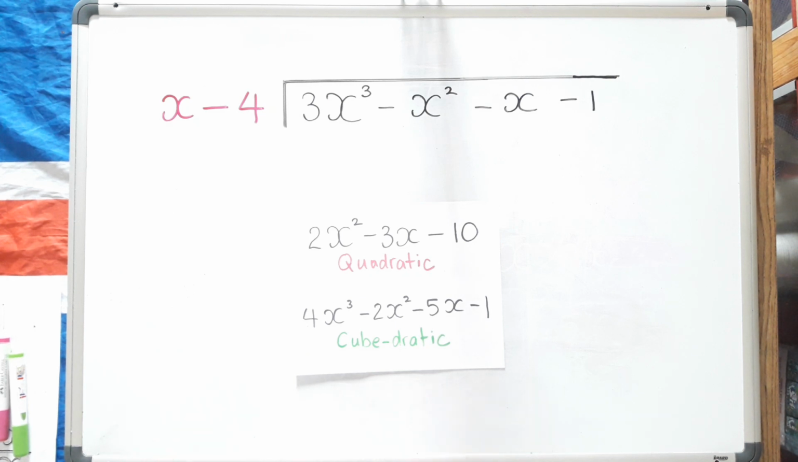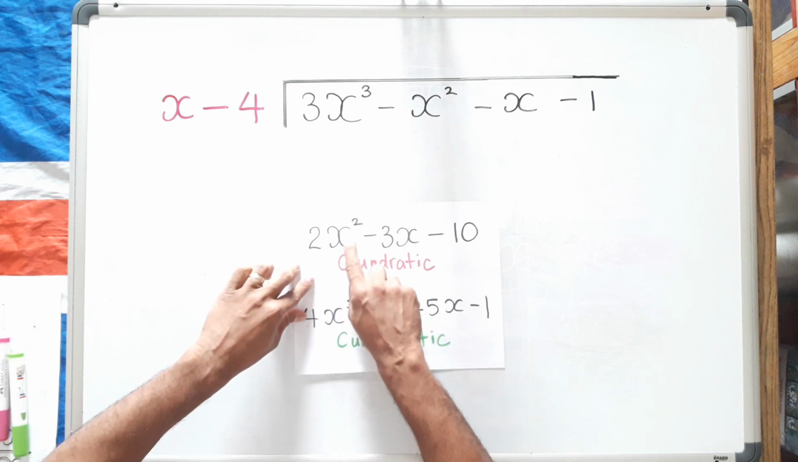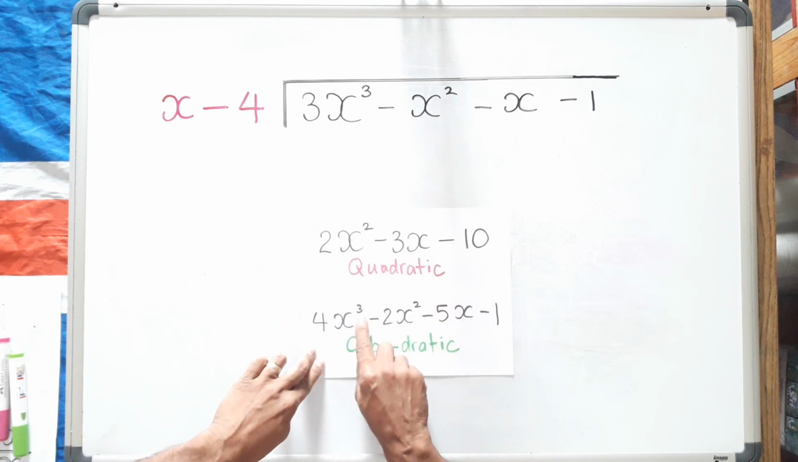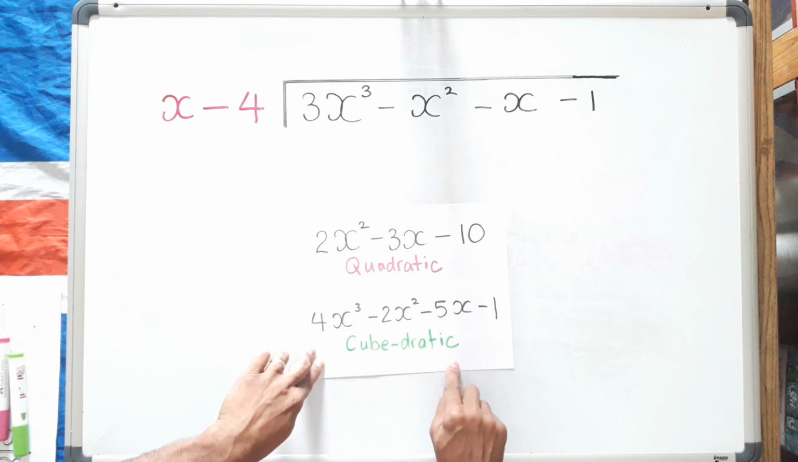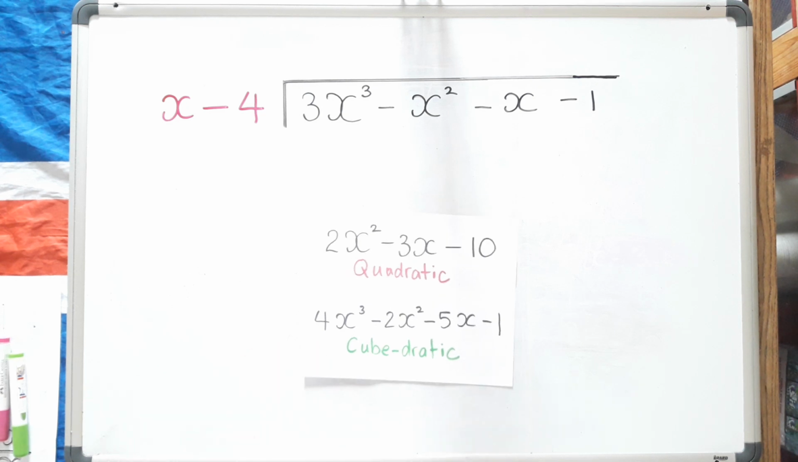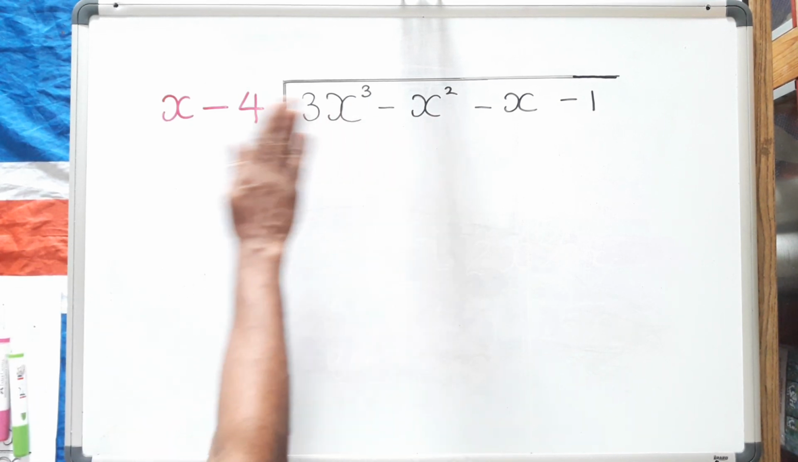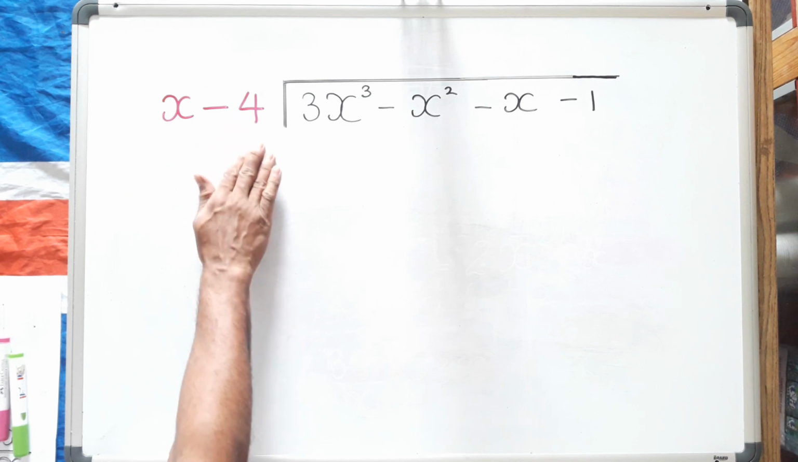Now, just to make the conversation or the video a little bit simpler, I'll be calling anything with the x squared and x a quadratic. If it has a cube in it, I'll be calling it a cubedratic. Please note that's not the real name for this expression. I'm just calling it a cubedratic because it has a cube in it. That's all.